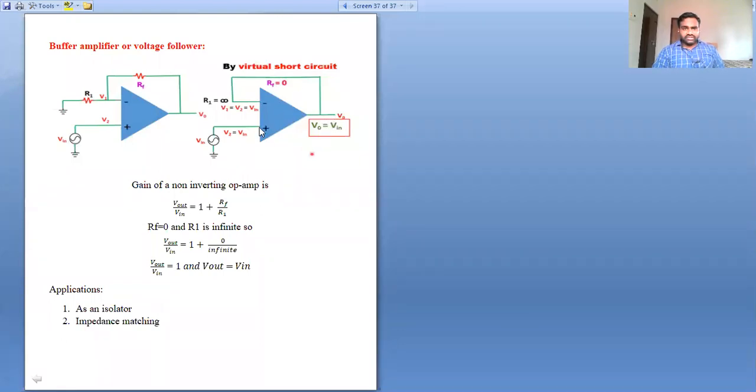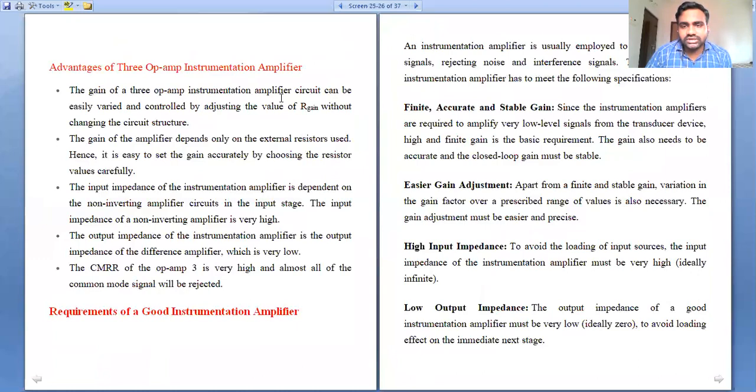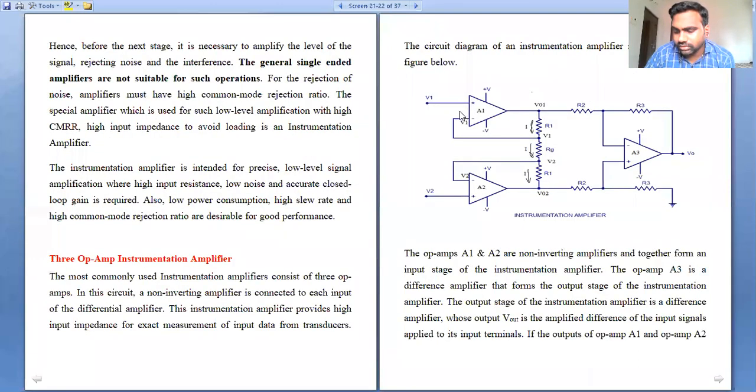Okay, see this particular circuit. We are very familiar with this type of circuit. This looks like a non-inverting type unity feedback circuit, what we discussed in the instrumentation operational amplifier. See here, this is very familiar. So this is nothing but the voltage follower circuit or buffer amplifier circuit.